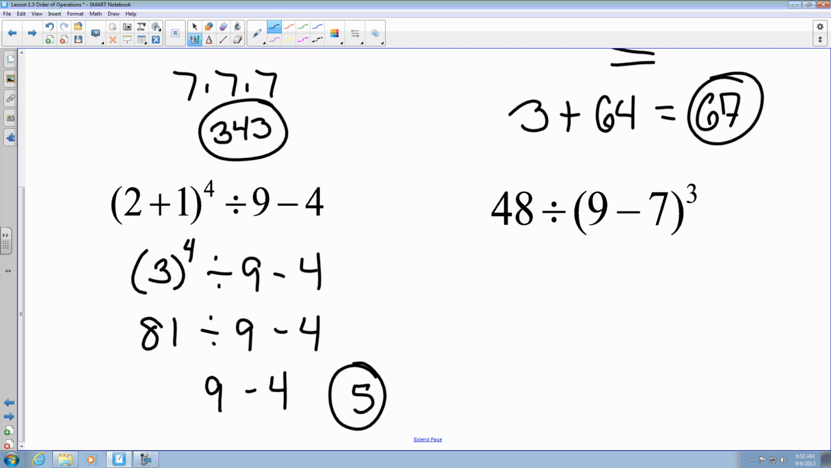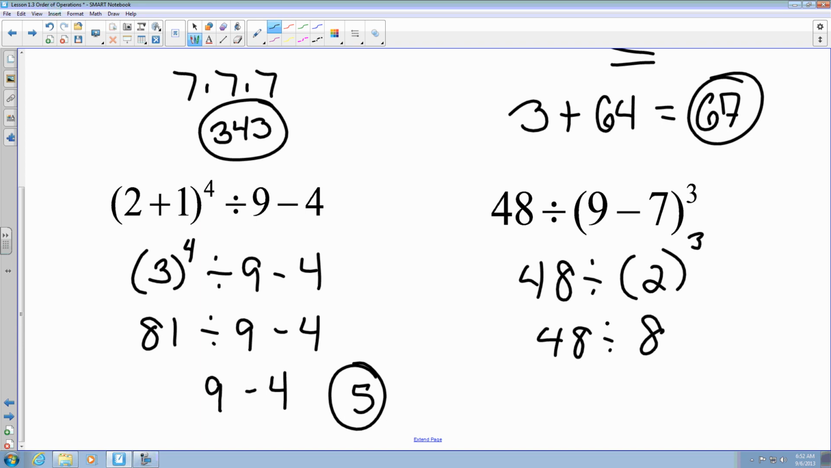Last example on this page, I have 48 divided by the quantity 9 minus 7 to the third power. Take care of what's inside those parentheses first. So I'm going to go 48 divided by, and inside those parentheses, I'm going to go 2 to the third power. Got to take care of the exponents before the division, so 2 to the third power will give me 8. And 48 divided by 8 will give me 6. Okay?